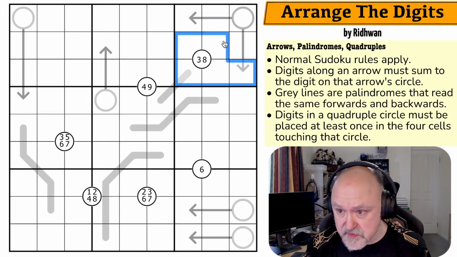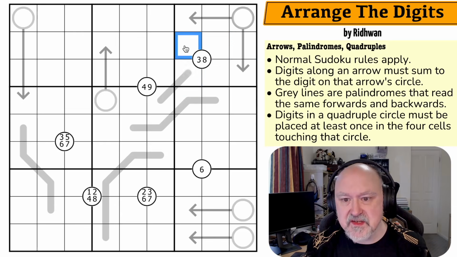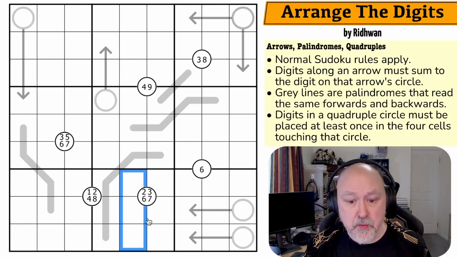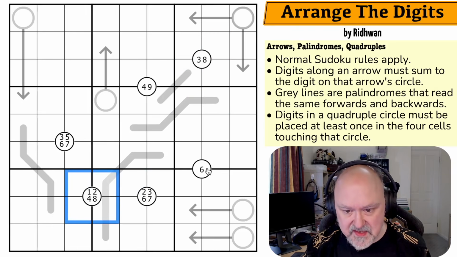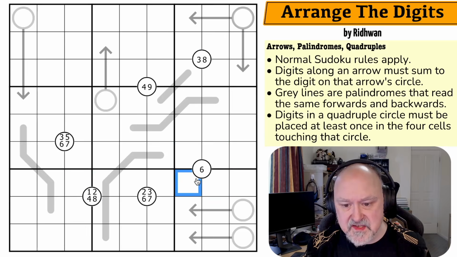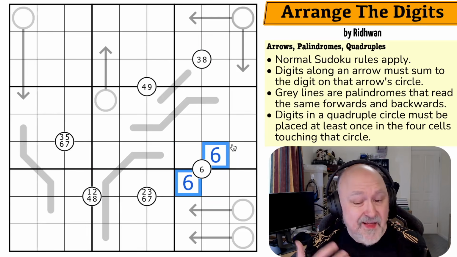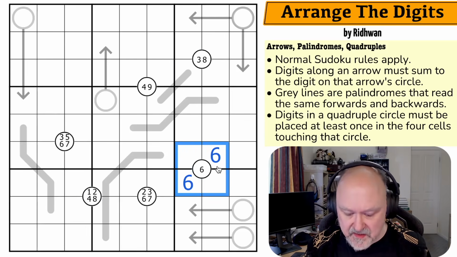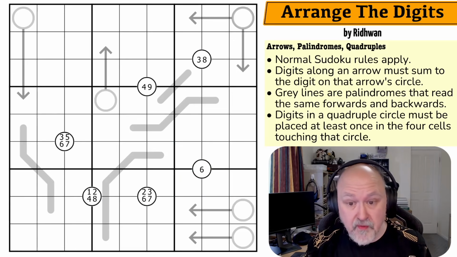Digits in a quadruple circle must be placed at least once in the 4 cells touching that circle. So there's at least 1 3 and at least 1 8 in those 4 cells. We know exactly what the makeup of these cells are. And around here, there's at least 1 6. It's possible there's 2 6s. That might happen, but there must be at least 1 6. That's all of the rules of the puzzle.